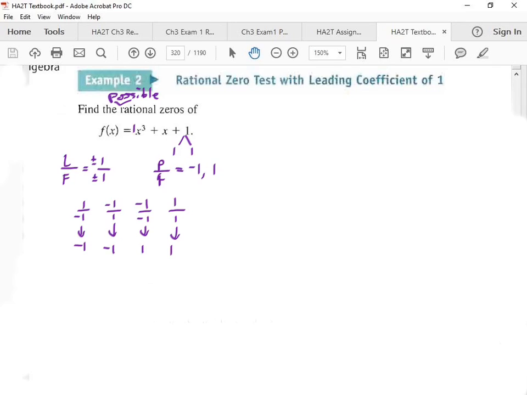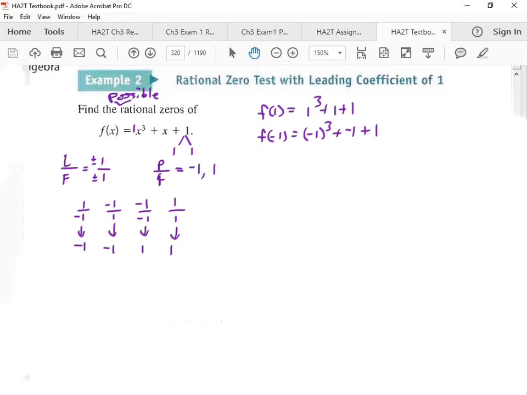Now, how do we know if a number is actually a zero? Talk to your neighbors. All right, there's two ways. The first way, which is probably the most common way, is you just plug it in and you see if you get a zero. So it'd be 1 to the third plus 1 plus 1. Already tried -1. It would be -1 to the third plus -1 plus 1.